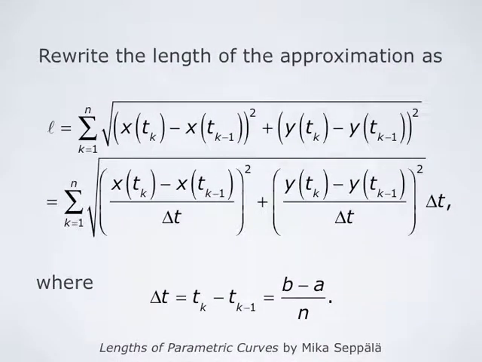We want to relate the approximation that we now have to a Riemann sum. Therefore, we rewrite the approximation, which was the summation k from 1 to n of the square root of (x(tk) minus x(tk-1)) squared plus (y(tk) minus y(tk-1)) squared. We rewrite that as the summation k from 1 to n of the square root of the quantity (x(tk) minus x(tk-1)) divided by delta t, squared, plus (y(tk) minus y(tk-1)) divided by delta t, squared, and then this square root multiplied by delta t. When we do that, nothing changes because these delta t's by which we have divided, we have also multiplied, and these operations cancel each other. Here, the quantity delta t was tk minus tk-1, which equals b minus a divided by n.